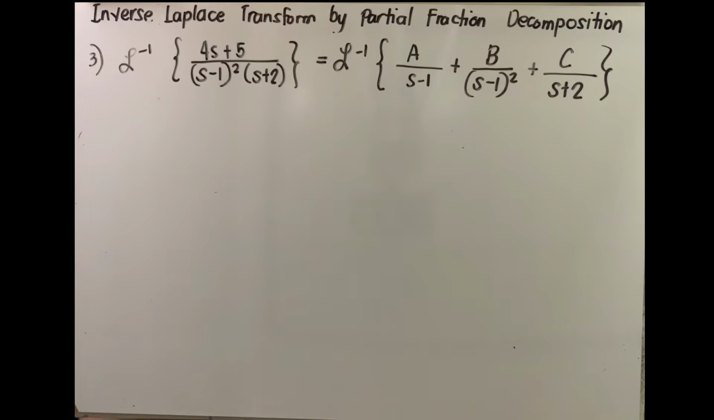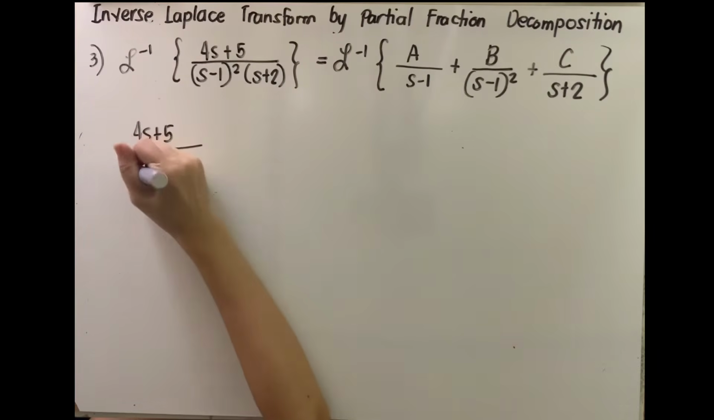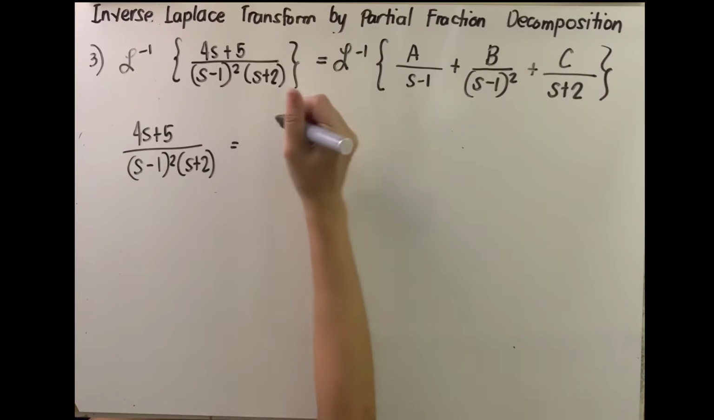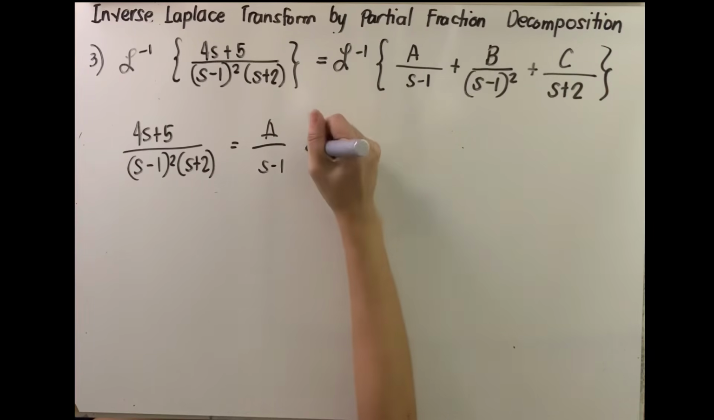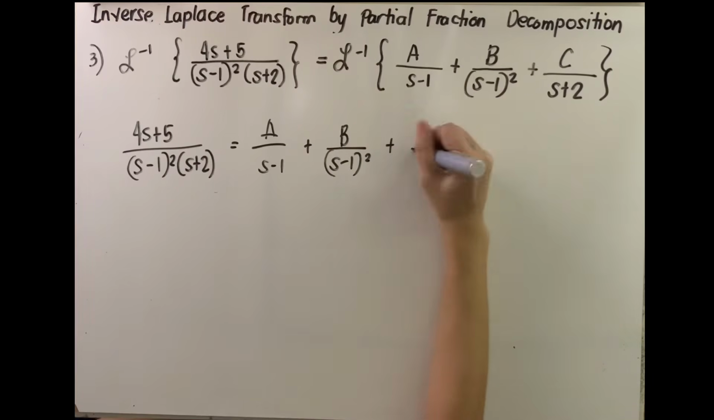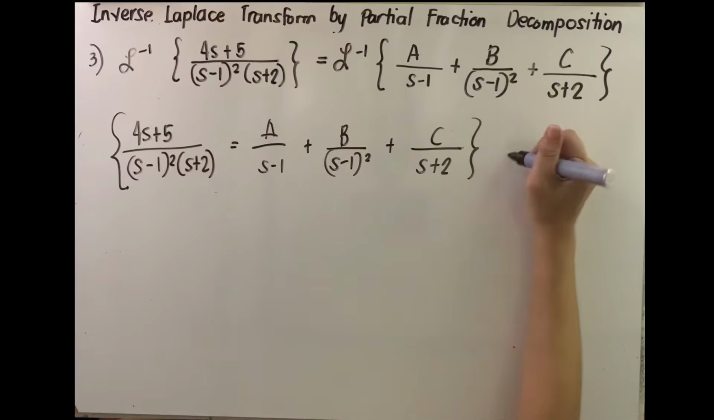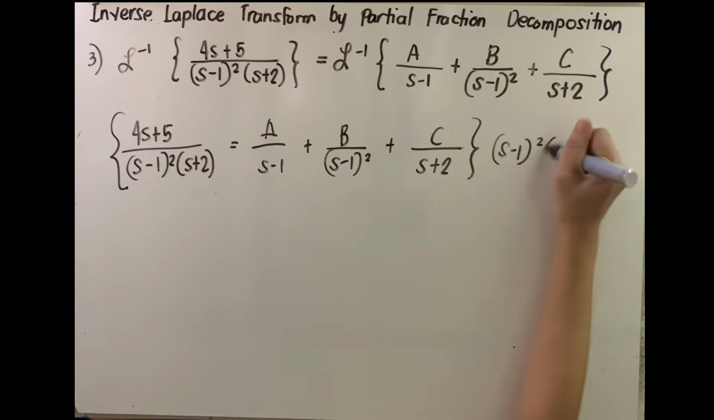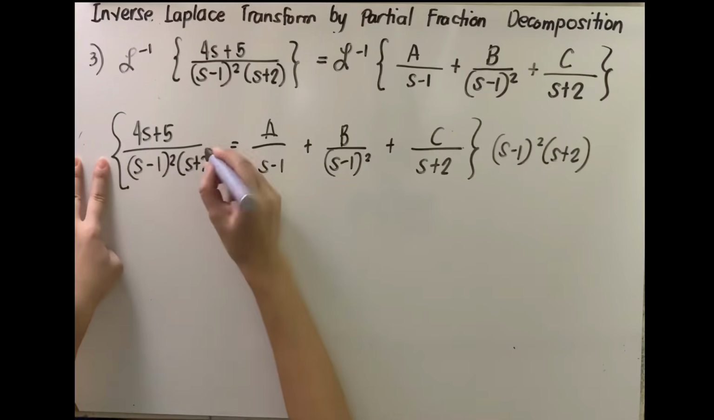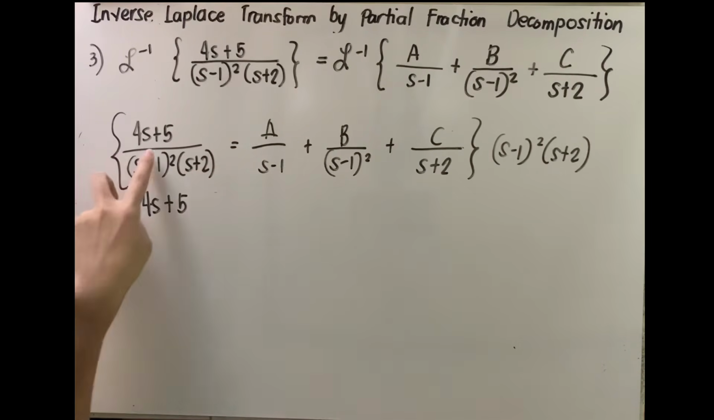Yung conventional natin, ano? So, that would be 4S plus 5 over S minus 1 squared times S plus 2. So, this will be equivalent to A over S minus 1 plus B all over S minus 1 squared plus C all over S plus 2. And then after that, we multiply both sides of the equation by the denominator, S minus 1 squared times S plus 2. So, I'll multiply the left side also, wherein this will be cancelled. So, sa left side, may matitira akong numerator, which is 4S plus 5.